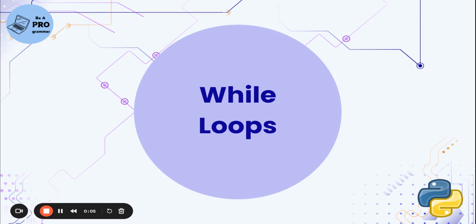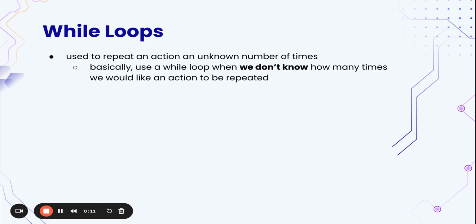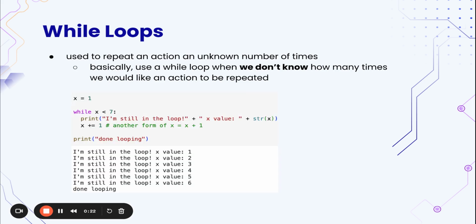Hello everyone. In this video, we will talk about while loops in Python. While loops are used to repeat an action an unknown number of times. Basically, use a while loop when we don't know how many times we would like an action to be repeated.